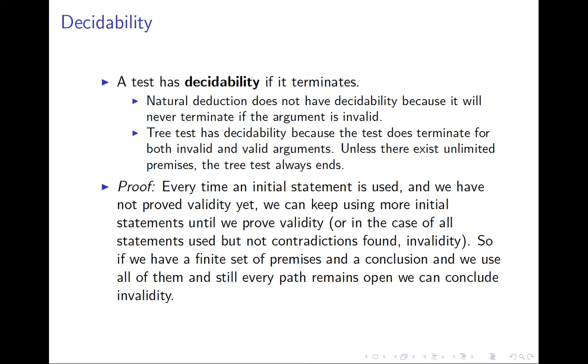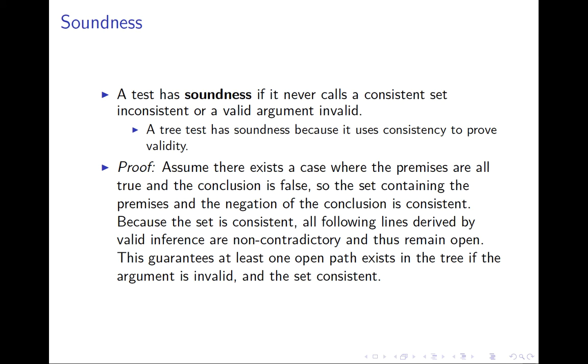So let's try to prove this. Let's say we have an initial set of sentences containing premises and the negation of the conclusion. Using the rules of inference, we can use each initial sentence to make branches. If a path remains open, we can use the rest of the initial sentences until we can close the path. If all the paths close, then the argument is valid. If even after using all the initial sentences, at least one path remains open, we know that the argument is invalid.